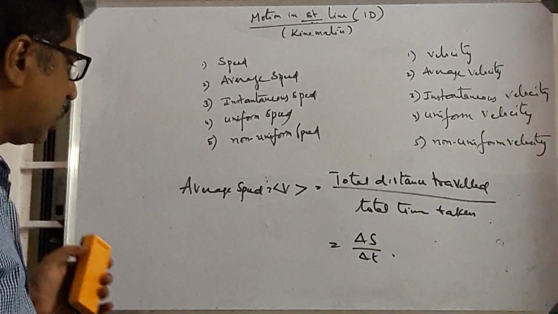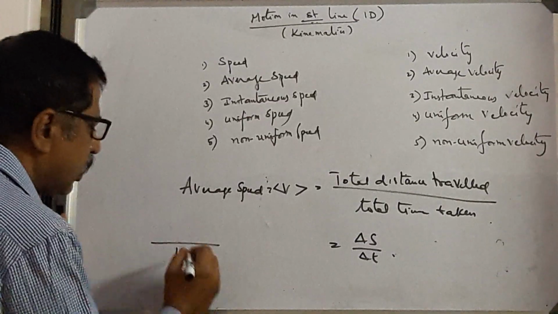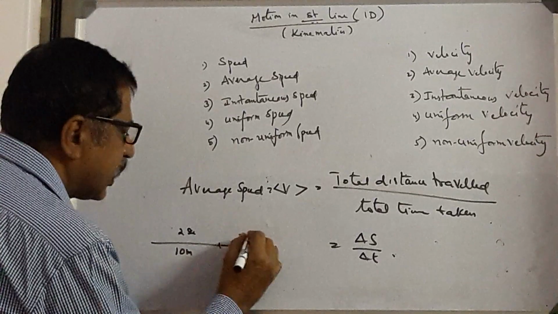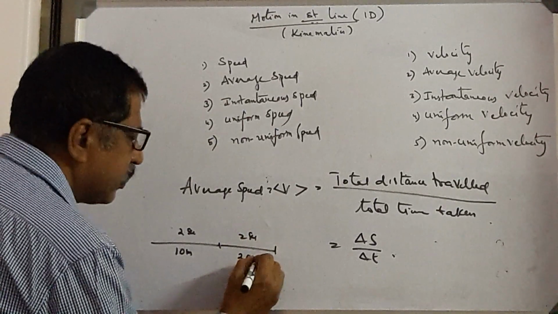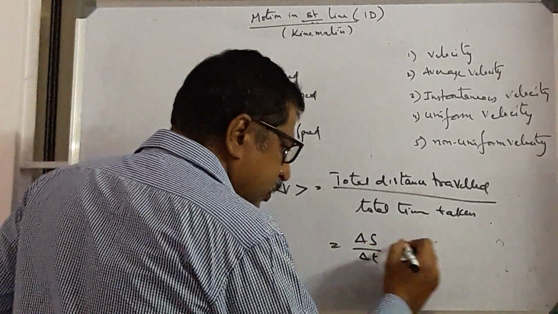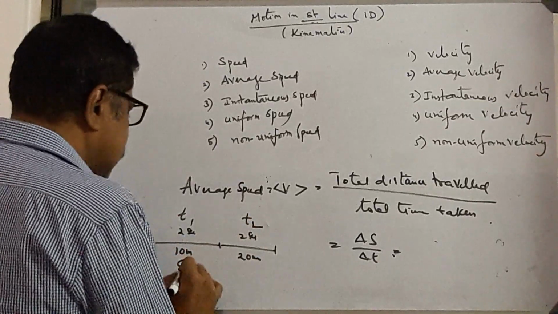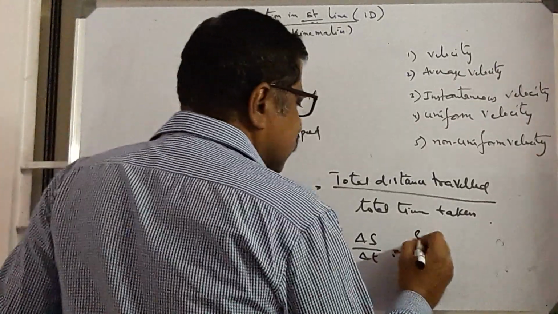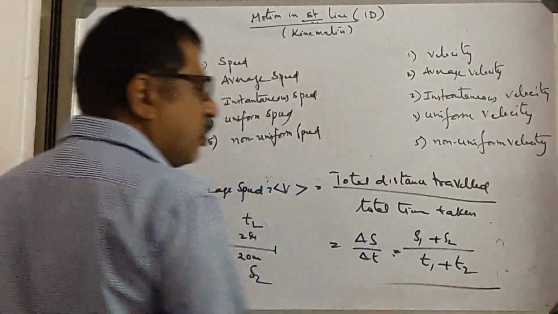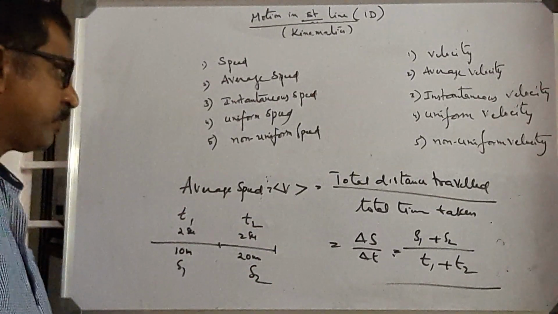For example, a body traveled 10 meters in 2 seconds. In the next 2 seconds, it traveled 20 meters. Then what is the average speed of the body? It is also written as first interval T1, second interval T2, with S1, S2. S1 plus S2, the total displacement, by total time taken. We get the average speed of that body. That is the formula for average speed.